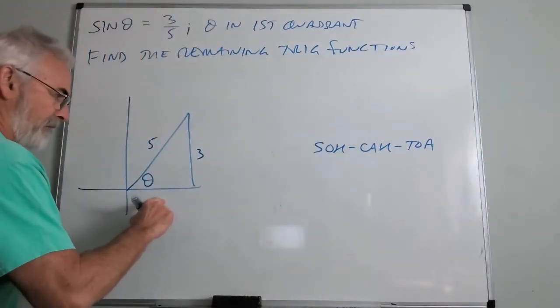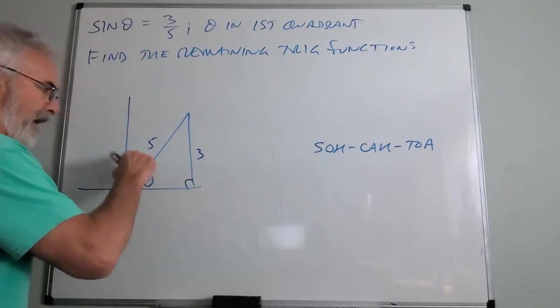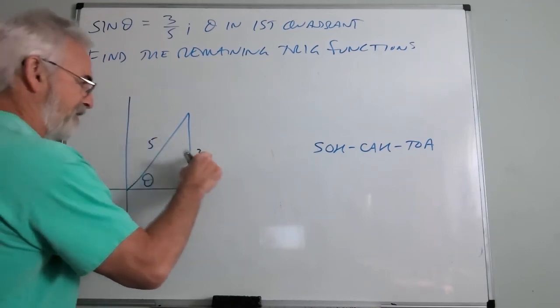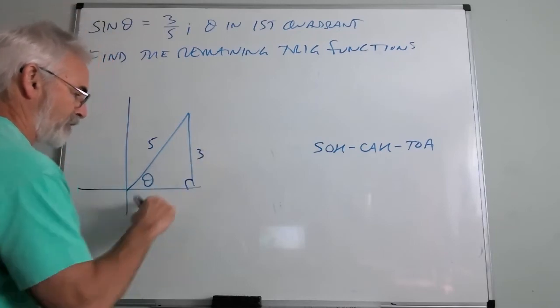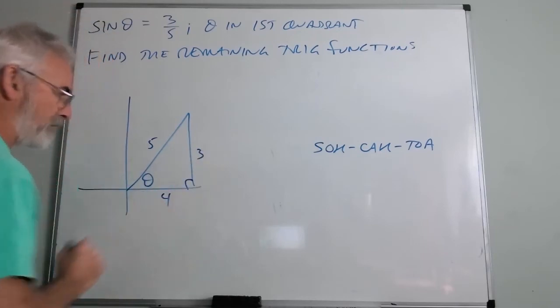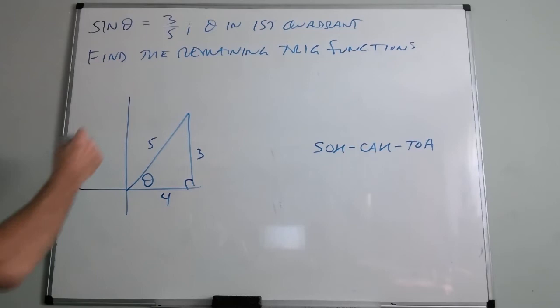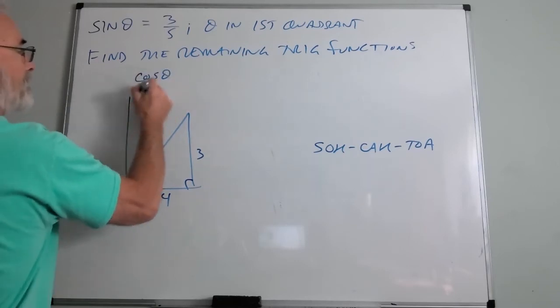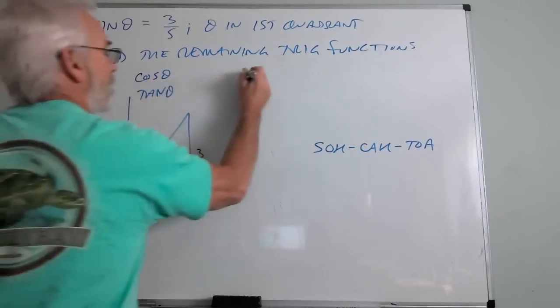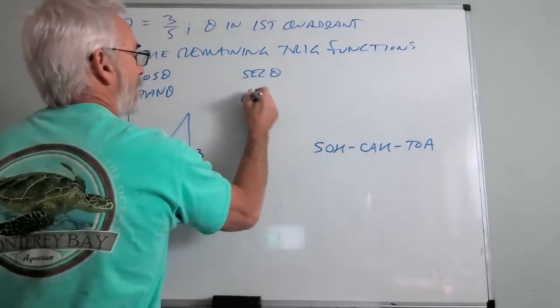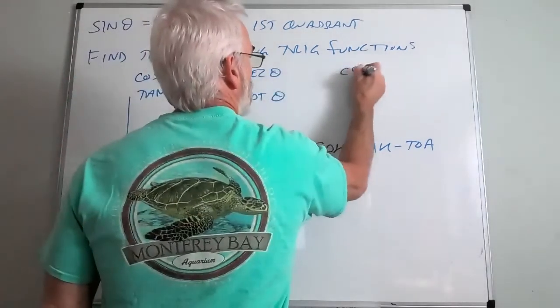Now, with that said, what would this piece be? Well, let's see. Pythagorean Theorem, right? So 5 squared, 25, minus 3 squared, 9 would be 16. This would be square root of 16. Oh, okay. Therefore, cos theta, tan theta, secant theta, cotangent theta, cosecant theta.